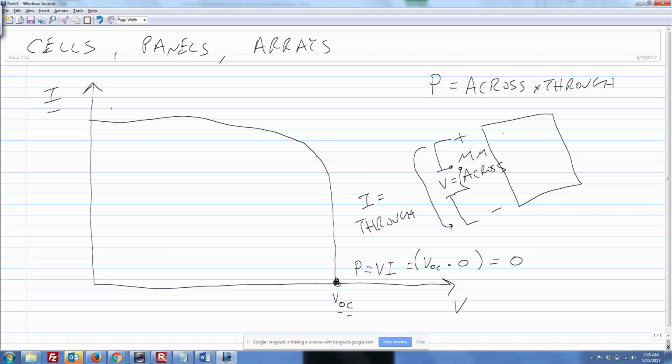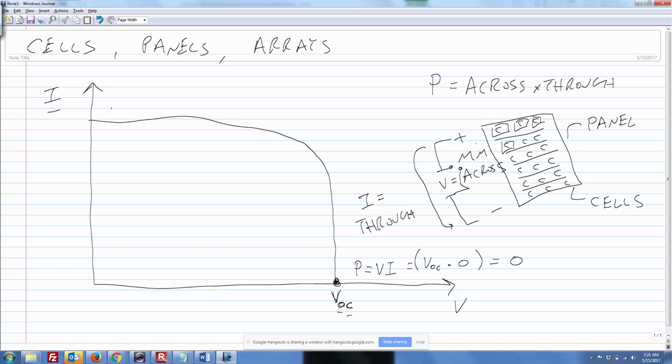What I'm showing is a single panel, and each panel has cells. So these are cells, cells, cells. Each one is a little cell. There might be 32, there might be 40, maybe up to 60 cells on a single panel. So the whole thing is a panel, and it will have several cells. And what I'm showing here is the open circuit voltage, VOC.